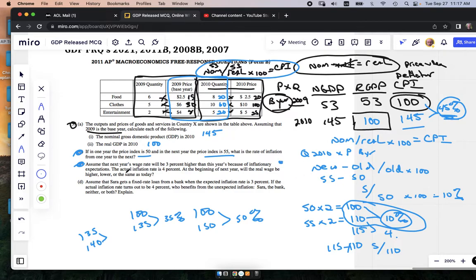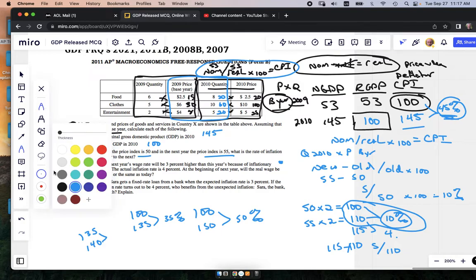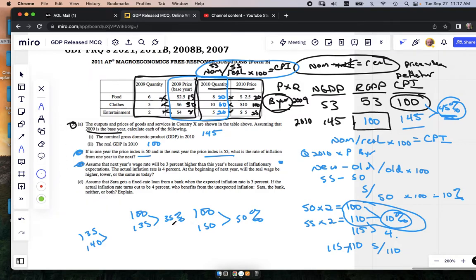All right. Assume the next year's wage rate will be 3% higher than this year's because of inflationary expectations. The actual inflation rate is 4%. At the beginning of next year, will the real wages be higher? So we already have this information in our head, how to do it, but we need to see it again. The formula is nominal minus inflation equals real. That looks familiar, doesn't it? But this can be GDP, this can be wages, this can be interest rates. If we're talking about percentages, it works perfectly fine.